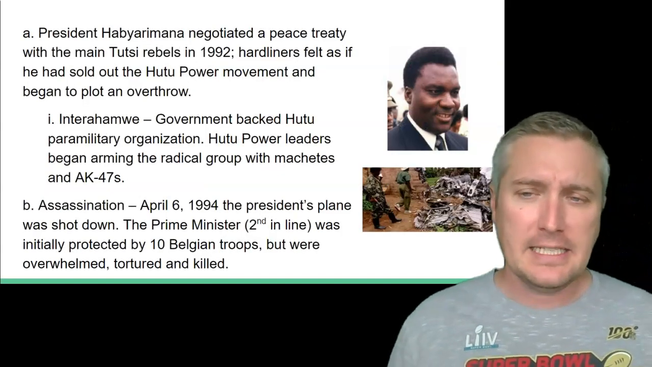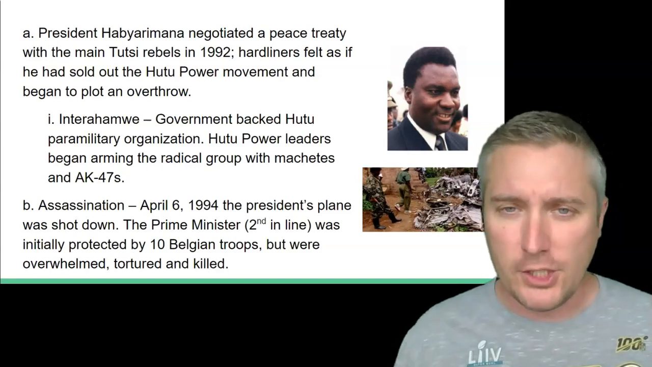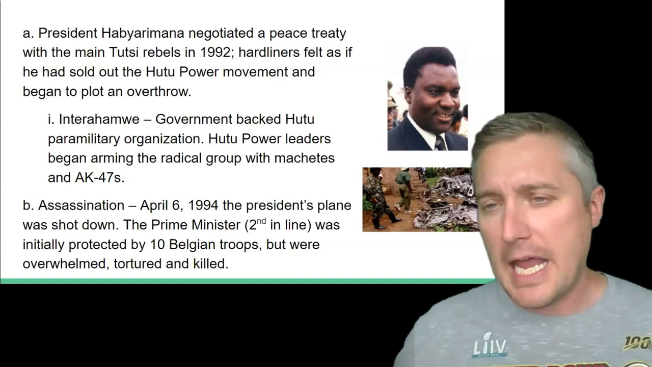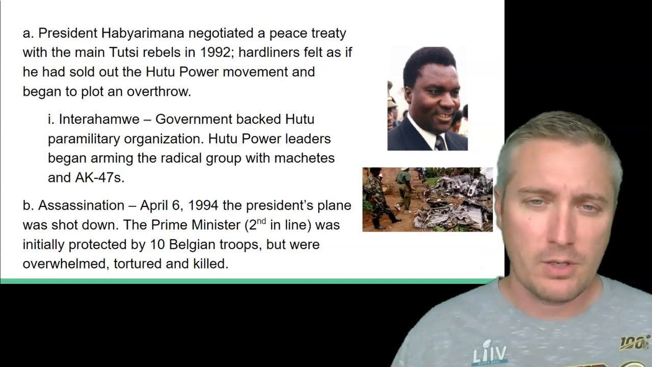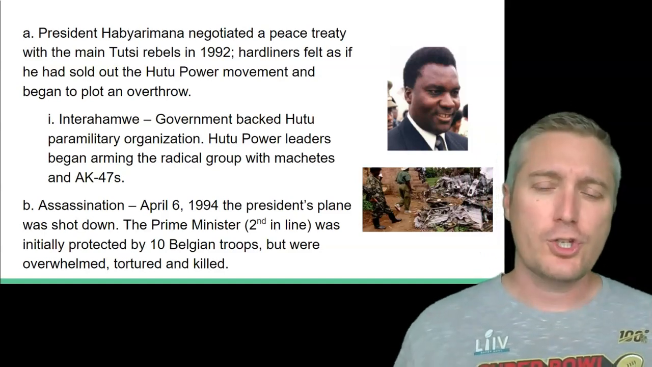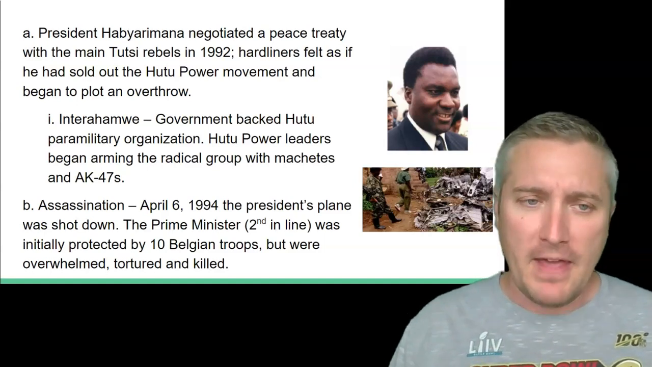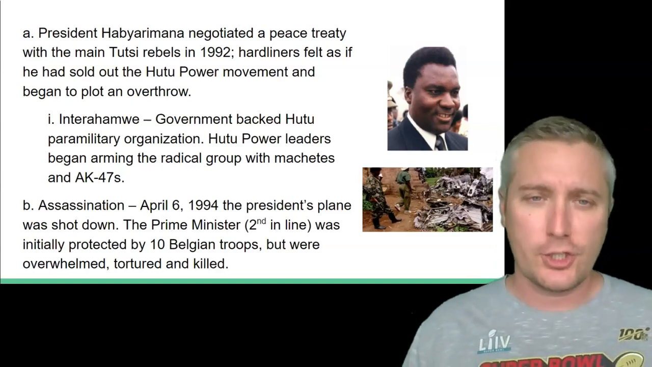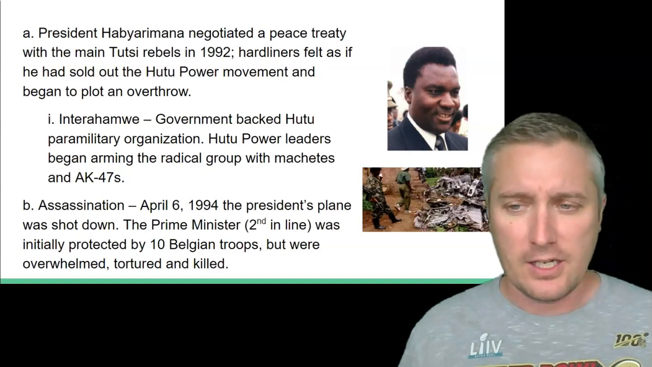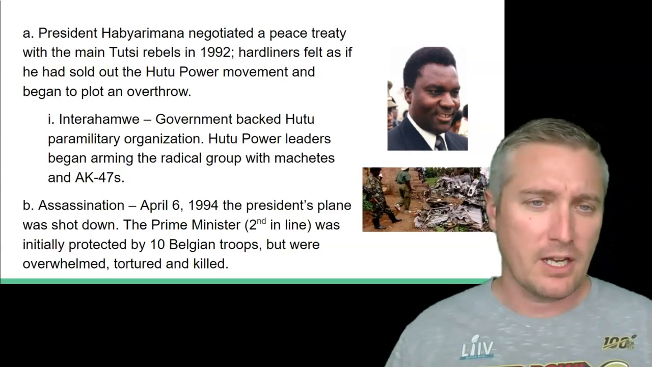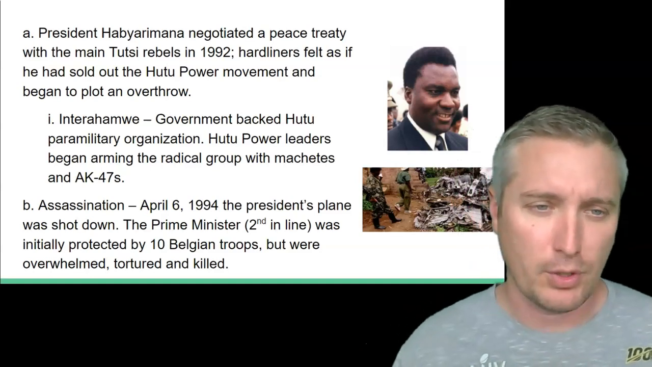Now, in 1992, the president is going to negotiate basically a peace treaty with the Tutsis. And as his plane left the airport to go sign this peace agreement with the Tutsis, his plane was shot down and he was killed. He was assassinated. That immediately launched the hardliners, those that were very anti-Tutsi, to basically condemn the Tutsis as having carried out the attack, which, by the way, we have no idea who actually attacked the president, who actually killed him.